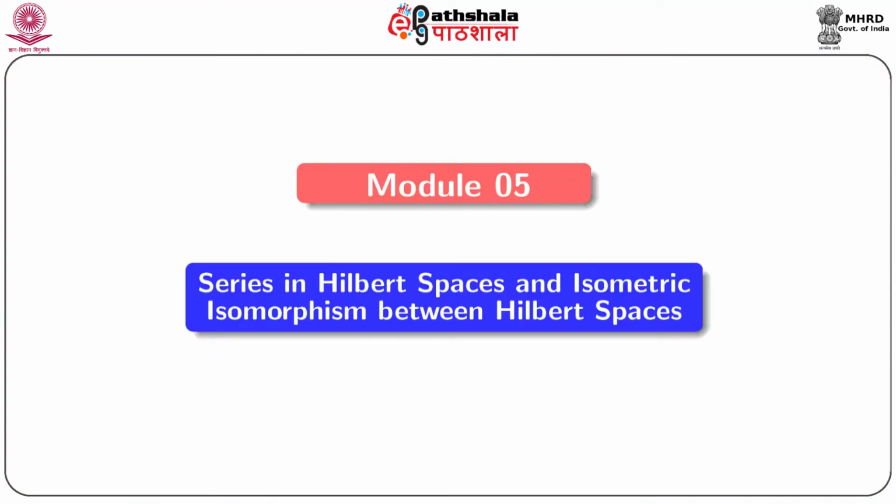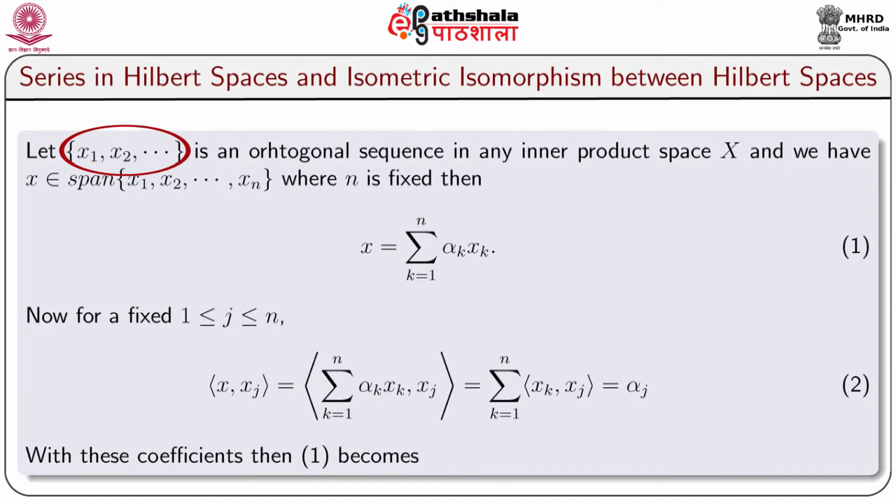We are now discussing module 5. The title of module 5 is Series in Hilbert spaces and isometric isomorphism between Hilbert spaces. Let x1, x2, ... be an orthogonal sequence in any inner product space X, and suppose x belongs to the span of x1, x2, ..., xn, where n is fixed. Then x equals sigma k equal to 1 to n alpha k xk. This is equation number 1.